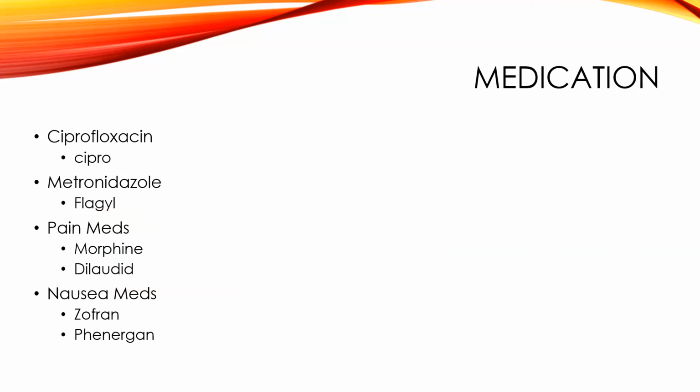Medication-wise, I want you to be familiar with them. There is a list in Canvas of the GI meds that I want you to know, but here are some of them. We've got Cipro, which is an antibiotic. We've got Flagyl, which is also an antibiotic, specifically for the bowels. Pain meds: for all the GI disease processes, because of pain, you're going to do IV because they're NPO. So you can do morphine or Dilaudid.